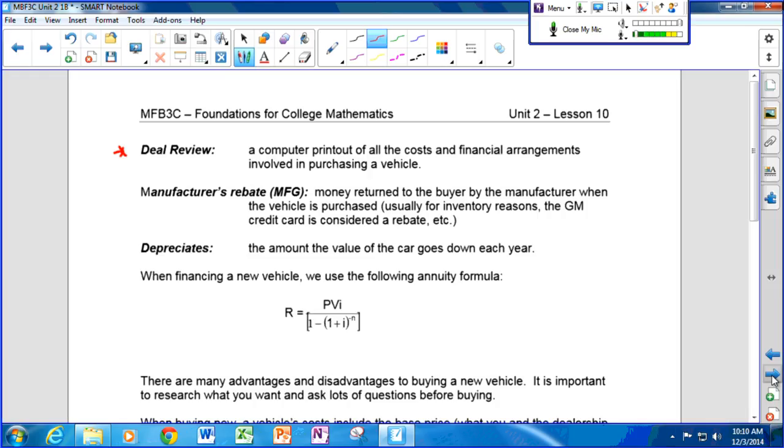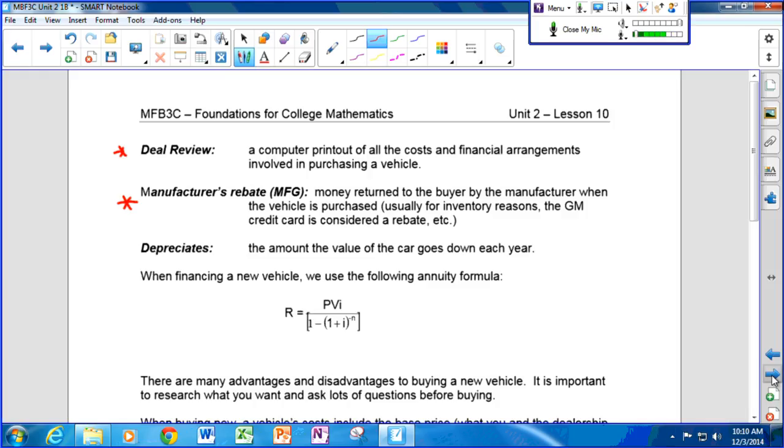And then a manufacturer's rebate. Sometimes you can get cash back or money off of your vehicle for different reasons. A good example is, I took some courses and I just graduated from school, even though I was a little older. I got a second degree or whatever, and I actually got $500 off of a truck just because of that. So that can happen sometimes.